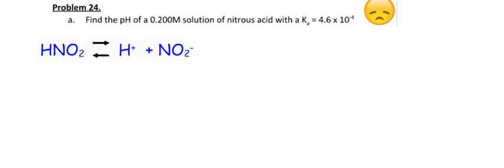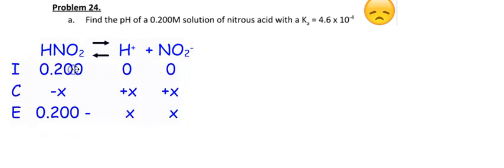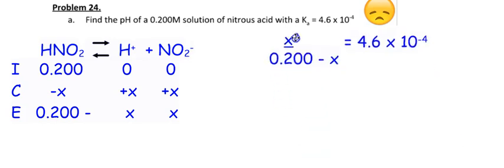Oh, that's not good. What does that mean? Oh, I have to use the quadratic. So, all right, well, I'm going to set up the ice table anyway. All right, here is my ice table. And I kind of cheated. I left out the initial thing, K equals [H+][NO2-]/[HNO2]. So I guess I just kind of left that out.